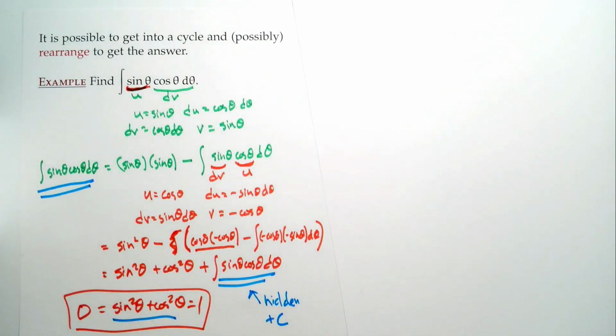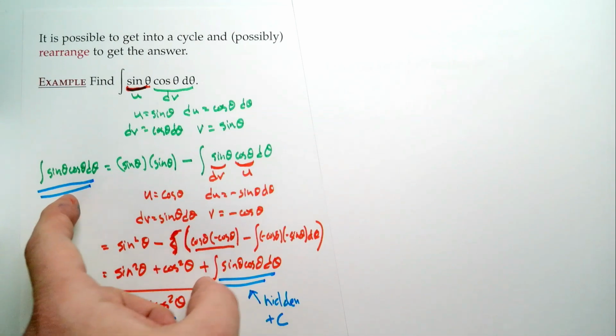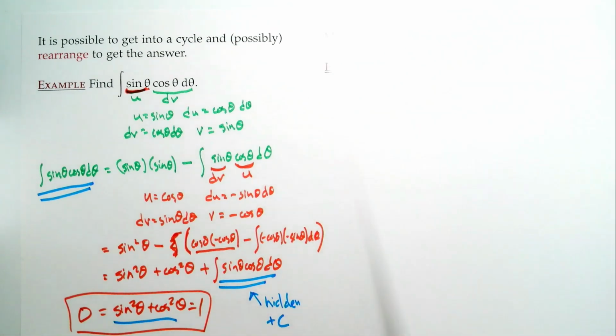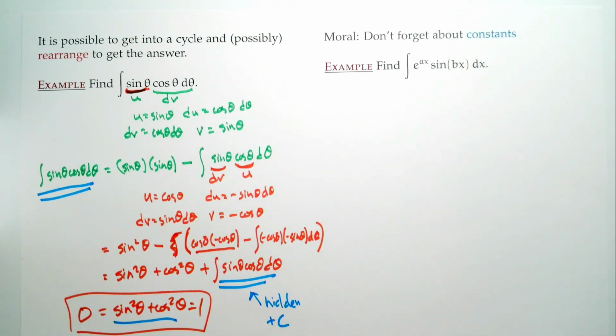Okay, so, because we're going to do an example in just a second, I just want to be clear that you're going to at some point say, but where does the plus c come in? And the answer is there's a hidden plus c. These two are not necessarily the same. Okay, now the real example. All right, moral: don't forget about constants.